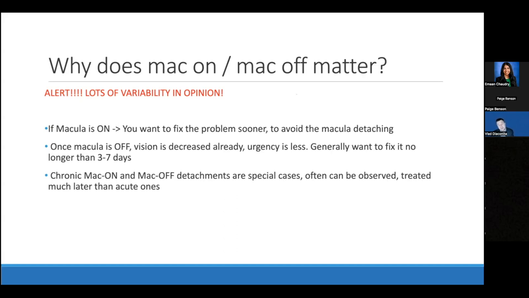Or if you have a mac on detachment, and the macula has been on for months, and there are examples of that I won't go into today, well, it's been on for 5 months. Nothing's going to change in 3 days. So you can wait a week, 2 weeks, even longer sometimes. Sometimes you watch it. Sometimes you do other stuff. But those are special cases. So really, I want you guys to think about the most-of-the-time cases, which are: if it's on, you want to fix it pretty quickly. If it's off, then you've got maybe 3 to 7, maybe 5 days.